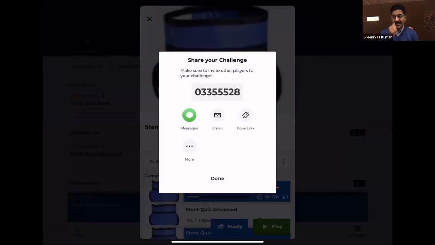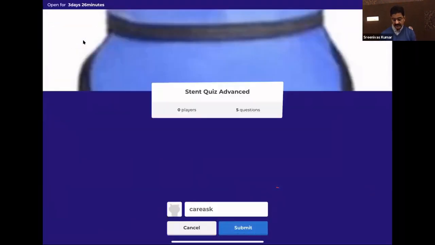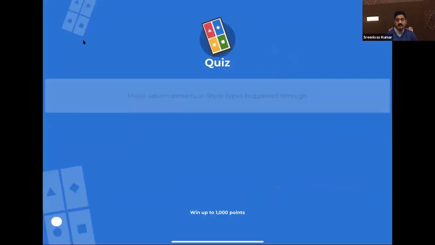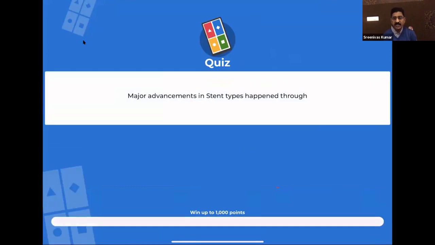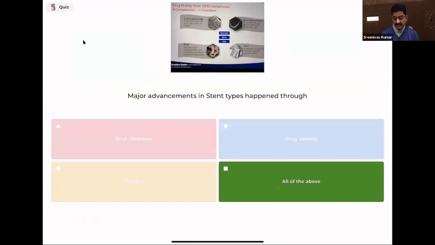Some of the important aspects of what we discussed also could be covered. Stressing points, that's how I thought we would have with this. Major advancements in stent type happened with, as I said, the thickness, polymer, drug coating, all of it has happened. So all of the above is the answer.